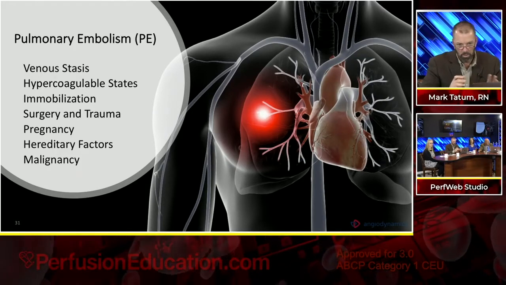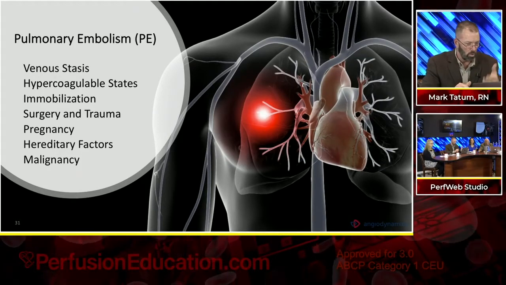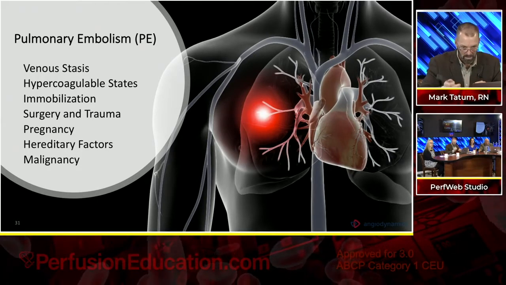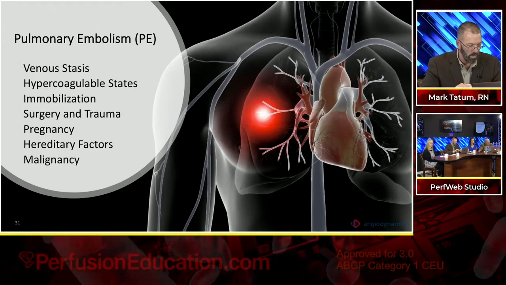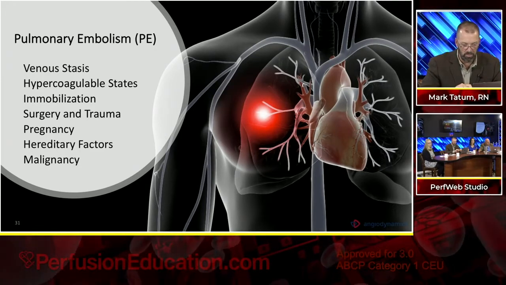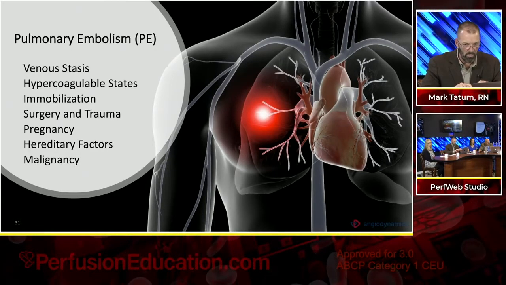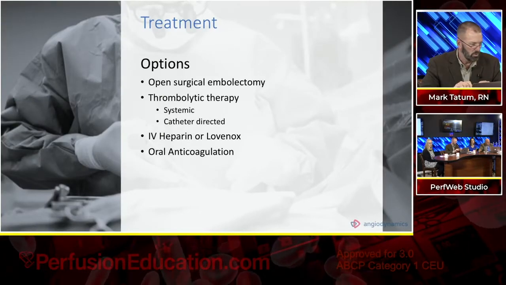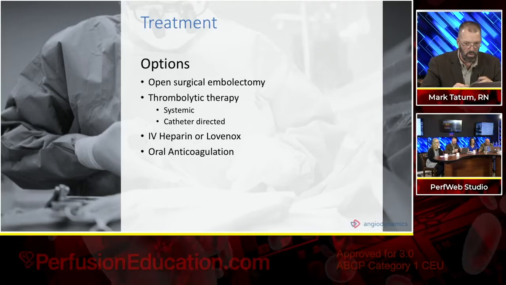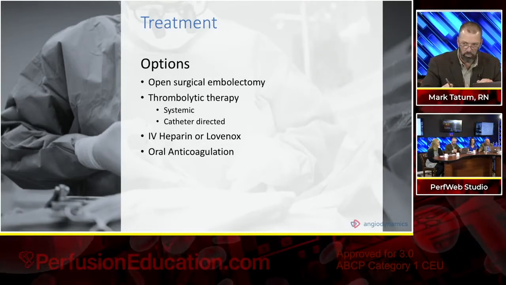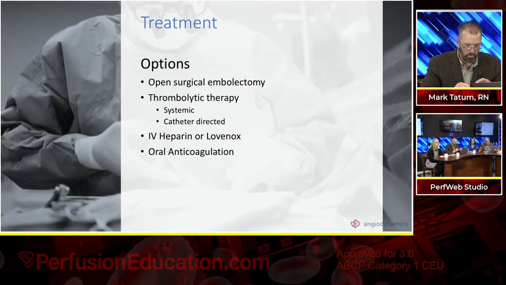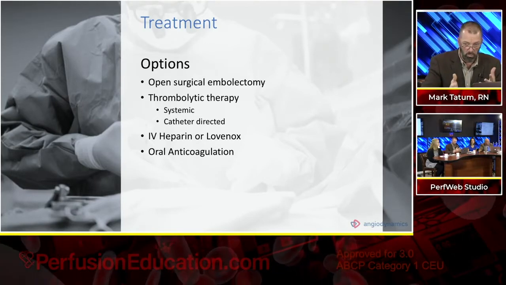So pulmonary embolism, we've got all of the causes that you may have for pulmonary embolism listed on the screen in front of you. That's certainly not an inclusive list, but some of the things that may cause it. If we can go to the next slide, then let's talk about options. So open surgical embolectomy is a great option. We work closely with Dr. Andy Kaiser out of Pittsburgh, who does a significant number of pulmonary embolism cases.